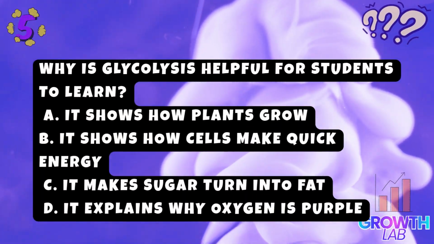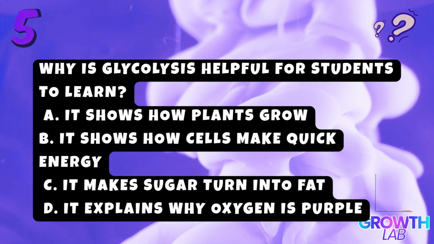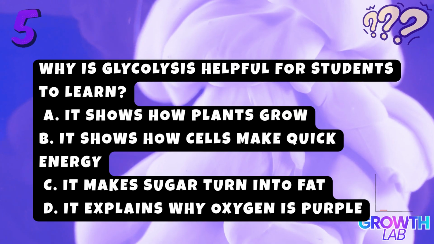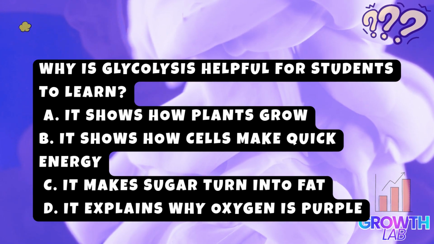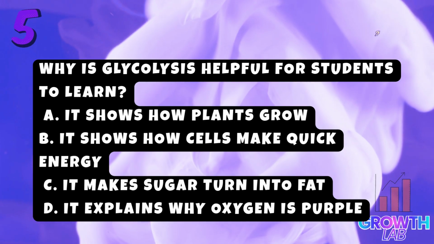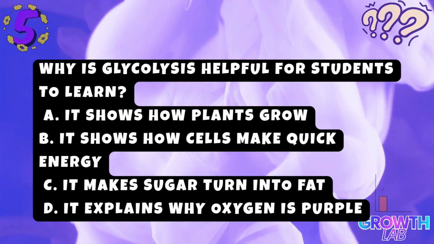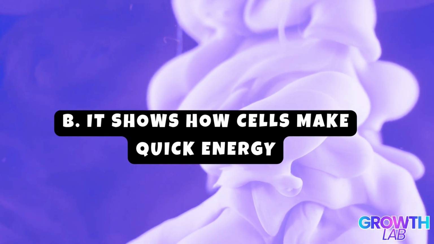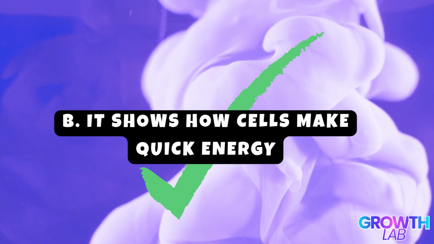Question 5. Why is glycolysis helpful for students to learn? Answer options are: Option A, it shows how plants grow. Option B, it shows how cells make quick energy. Option C, it makes sugar turn into fat. Option D, it explains why oxygen is purple. Correct option is option B. It shows how cells make quick energy. Glycolysis provides rapid ATP for cells.